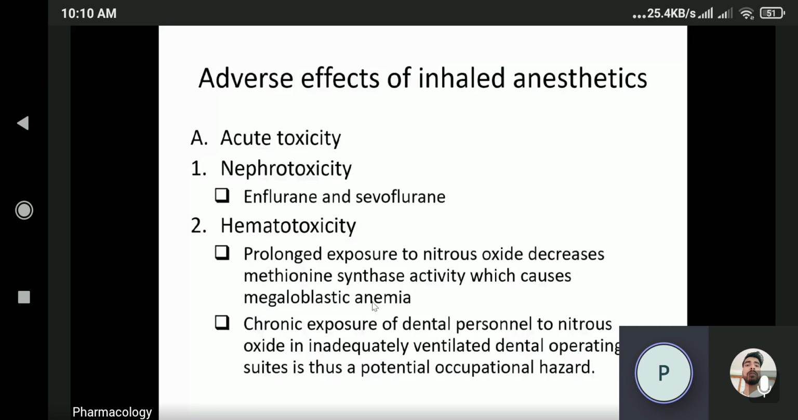It is mainly used in dentistry because it is used as a sole anesthetic agent for dental procedures. So this is mainly a risk for dental personnel, an occupational hazard for them, because if they are prolonged exposed to nitrous oxide in a poorly ventilated room, then the risk of megaloblastic anemia as an occupational hazard can be seen with the drug nitrous oxide.